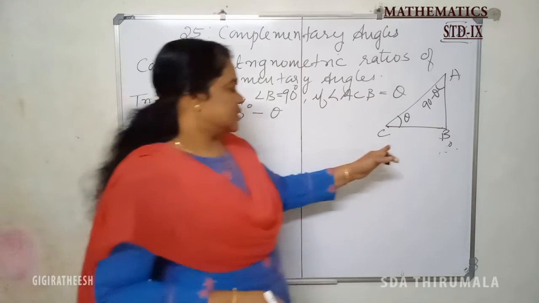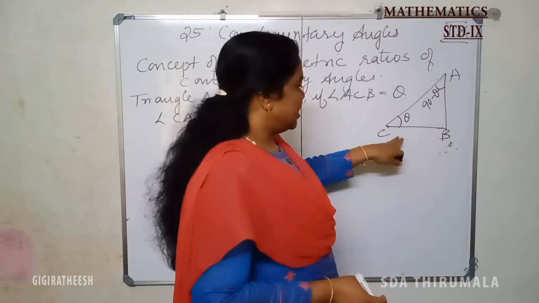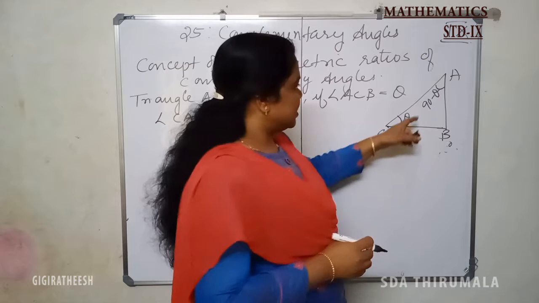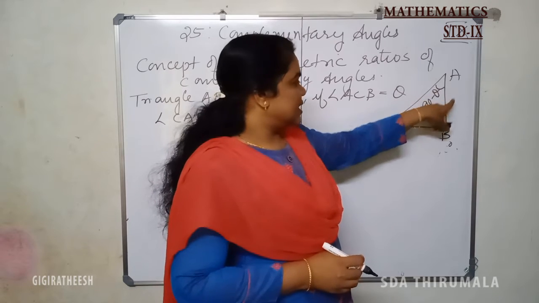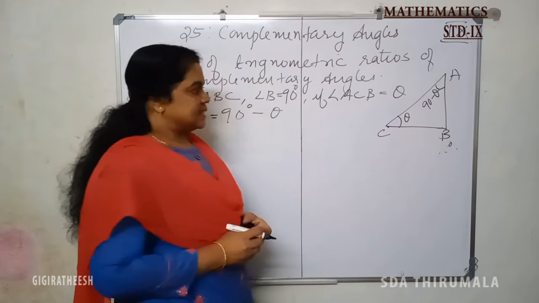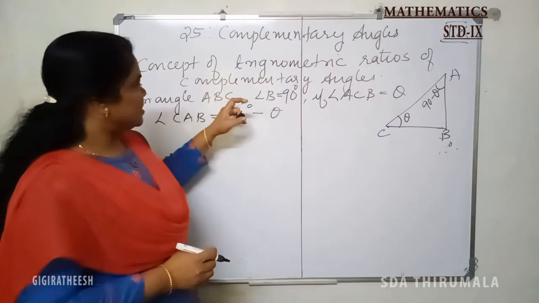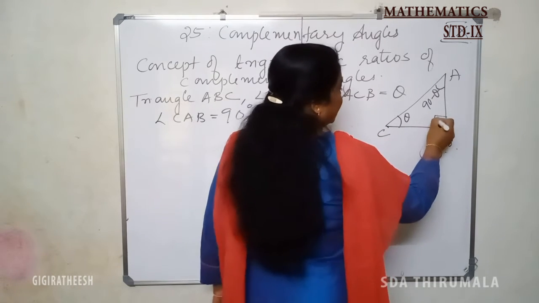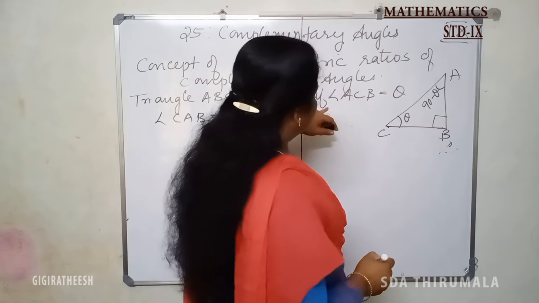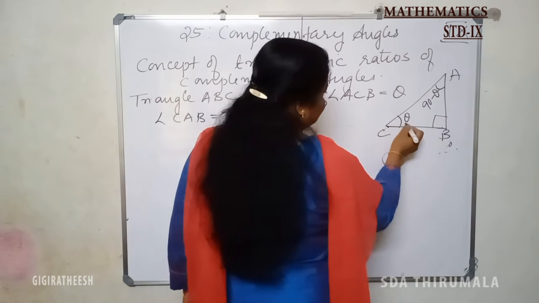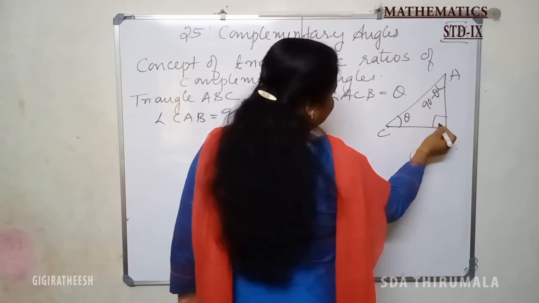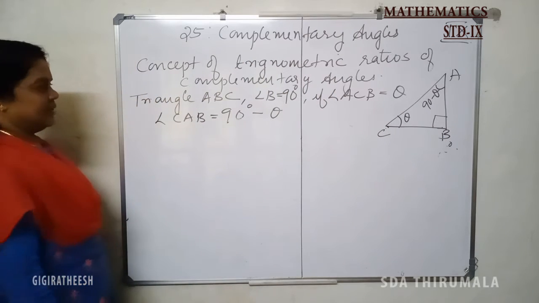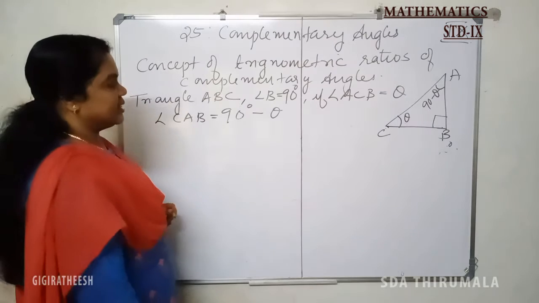Here is triangle ABC with angle B equal to 90 degrees, and angle ACB equal to theta. From this we can say the third angle, angle CAB, is equal to 90 minus theta.